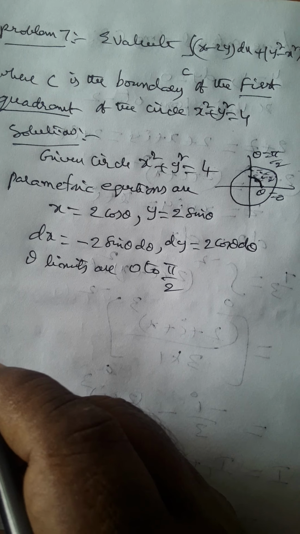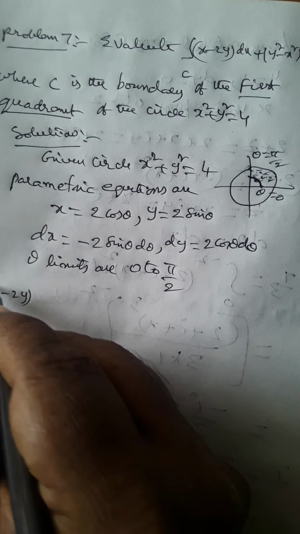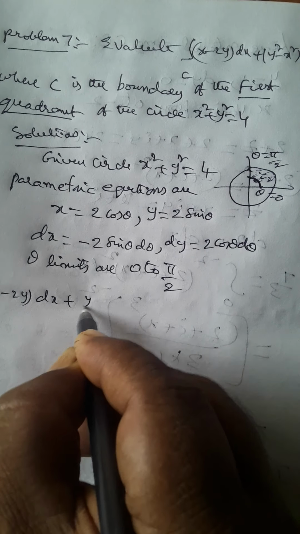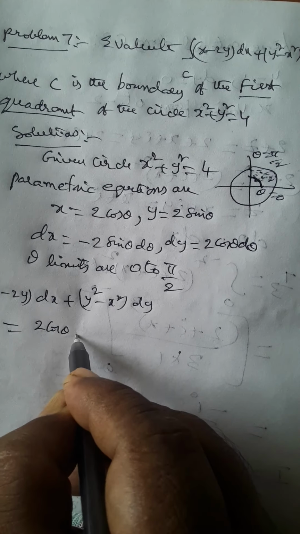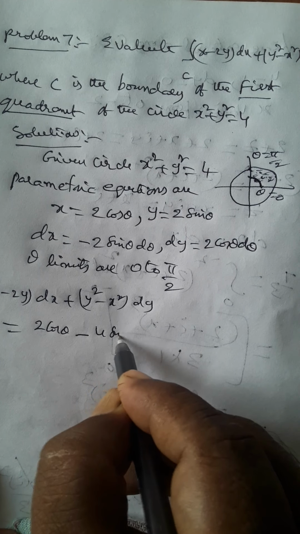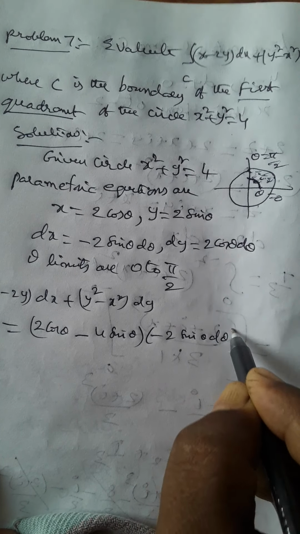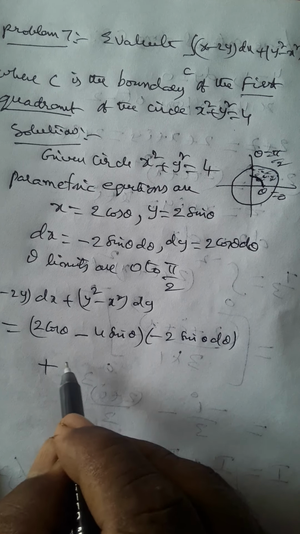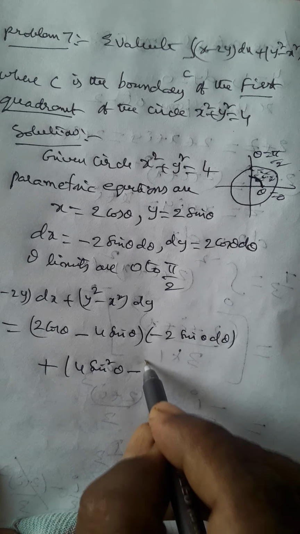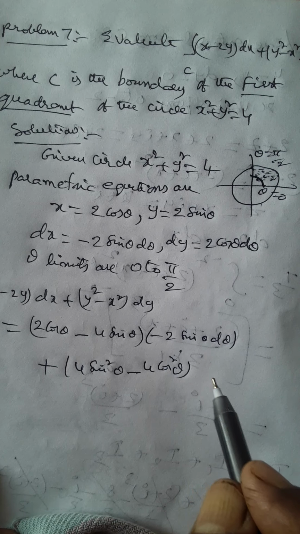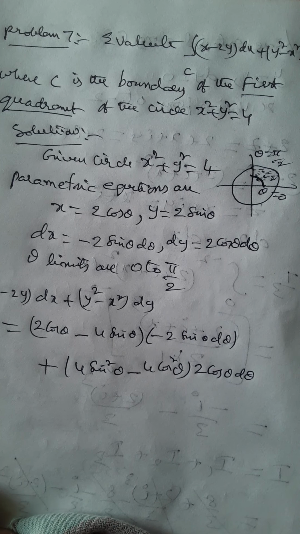Now we have to write the given integrand in terms of theta. (x minus 2y) dx plus (y square minus x square) dy is equal to (2 cos theta minus 4 sin theta)(minus 2 sin theta d theta) plus (4 sin square theta minus 4 cos square theta)(2 cos theta d theta).